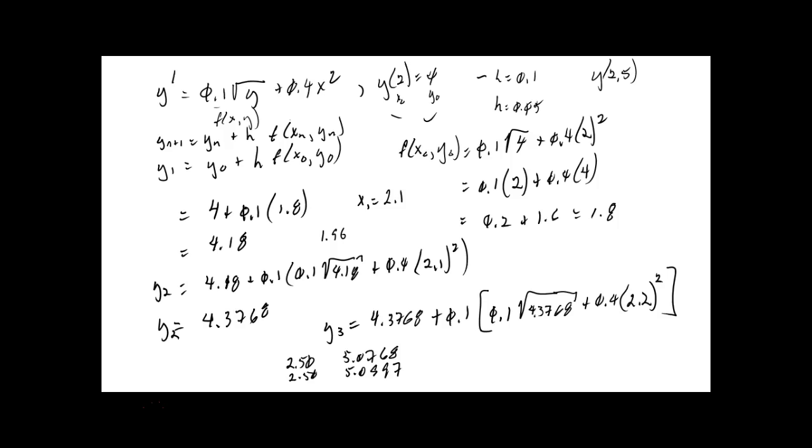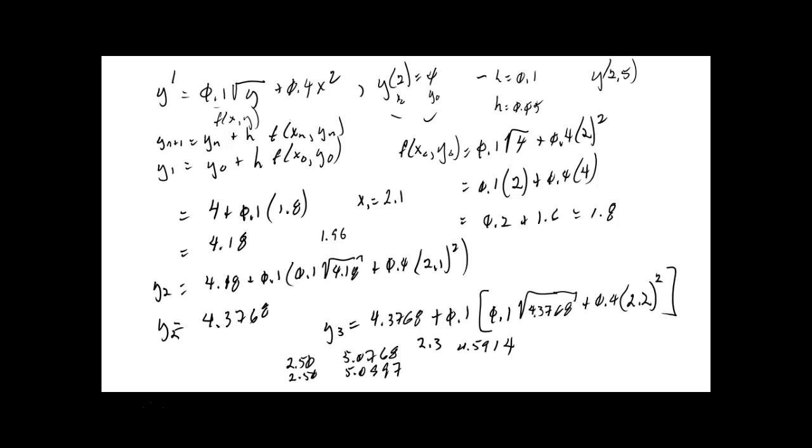Did you need me to solve y3? If you wanted to, you certainly can. Did you do it? 4.59. Give me a couple more digits. 4.59136. Okay, in the book they gave 4.5914, right on the money. That would be at 2.3, because you went up by one step for 2.2, that gave you 2.3.